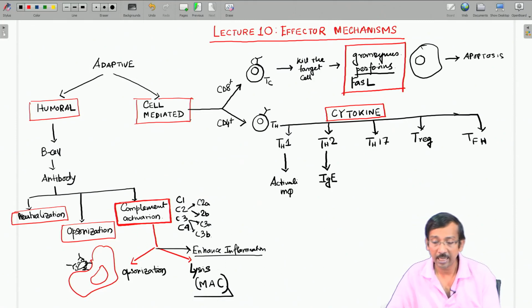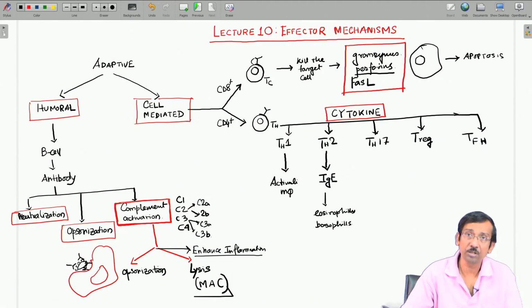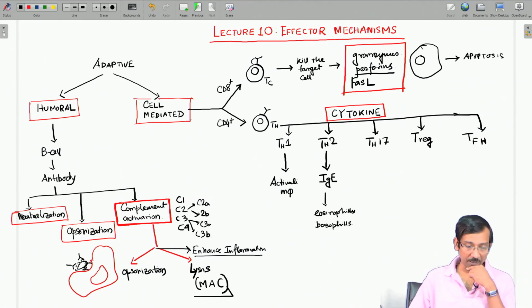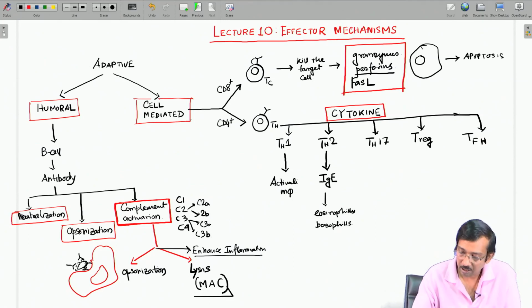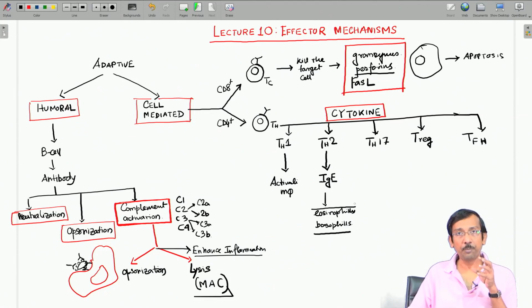They can also help in the class switching of the antibodies on the B cells, and the T helper cells also activate the eosinophils and the basophils, the cells of the immune system. They also help in killing of different other types of bacteria and pathogens.